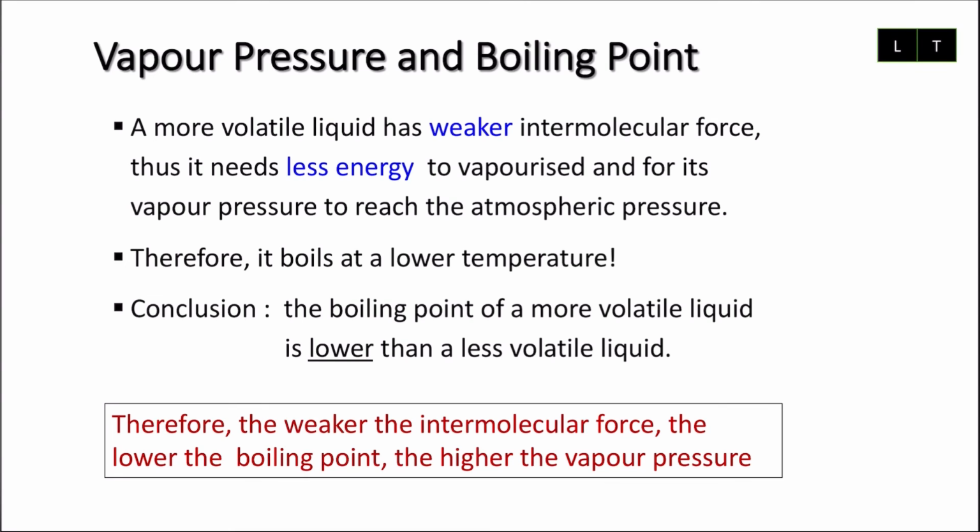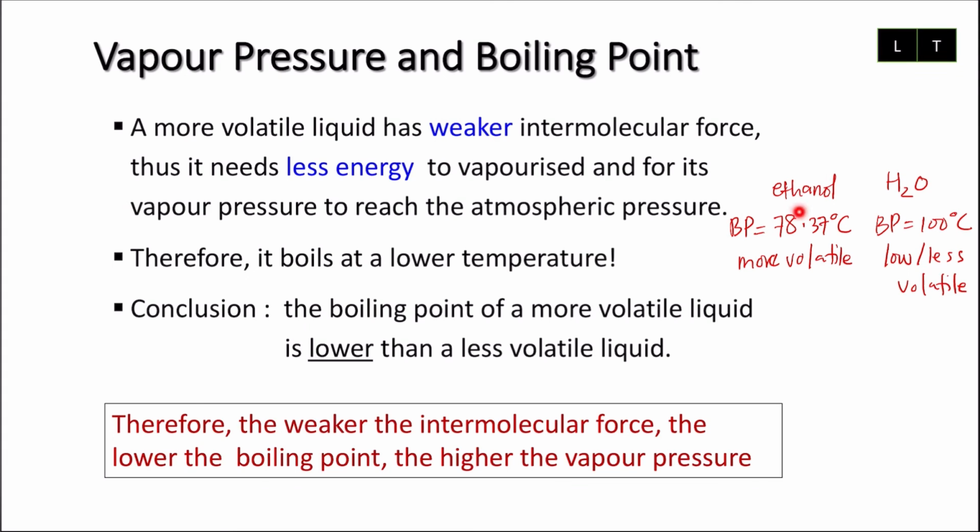Contoh yang terbaik boleh kita nampak dekat sini, ethanol and water. So, the boiling point for ethanol is 78.37 degrees Celsius. Tapi boiling point untuk water is 100 degrees Celsius. So, kita boleh nampak dekat sini siapa yang lebih volatile. Ethanol is more volatile compared to water. Ini low ataupun less volatile.